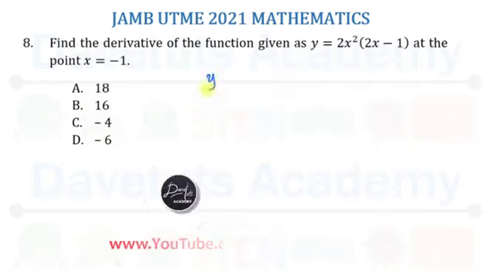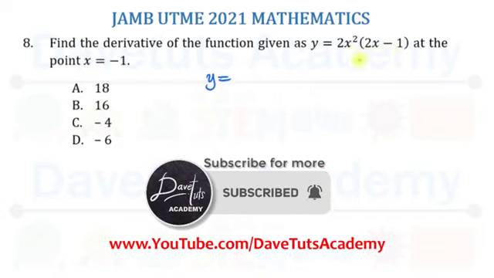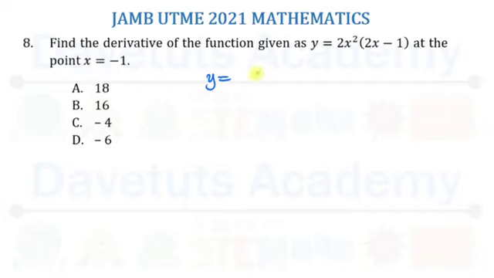Here in this question, we are given y to be 2x squared multiplied by 2x minus 1. I want to just open the bracket straight. 2x squared times 2x: the 2 and 2 will multiply each other to be 4. x squared multiplied by x will be 1x, then we add the powers, 2 plus 1, that will be 3, okay? Then 2x squared times minus 1 will be minus 2x squared. So this is y. We are now asked to find the derivative of the function at the point x is minus 1.